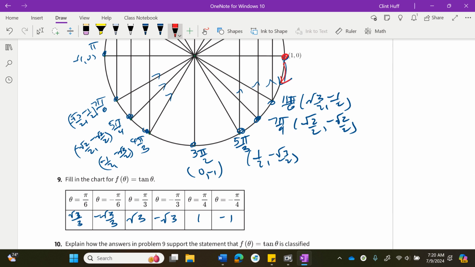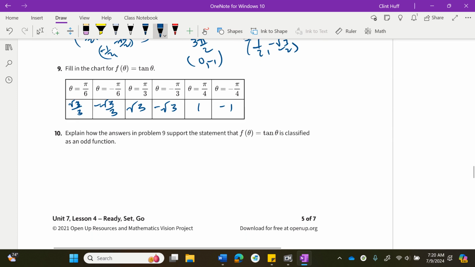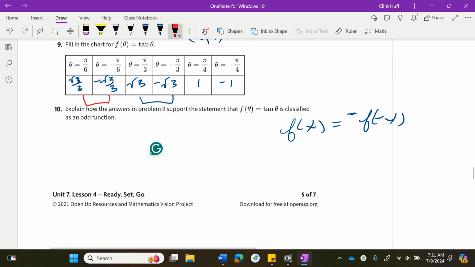It says explain why that table supports the fact that the tangent is odd. Keep in mind that for an odd function, f at x versus f at the opposite of x, these two values have to be opposites of each other. And notice that pi over 3 and negative pi over 3 have opposite results. Negative pi over 6 goes over here, sorry. These have opposite results, and then pi over 4 and negative pi over 4 have opposite results.